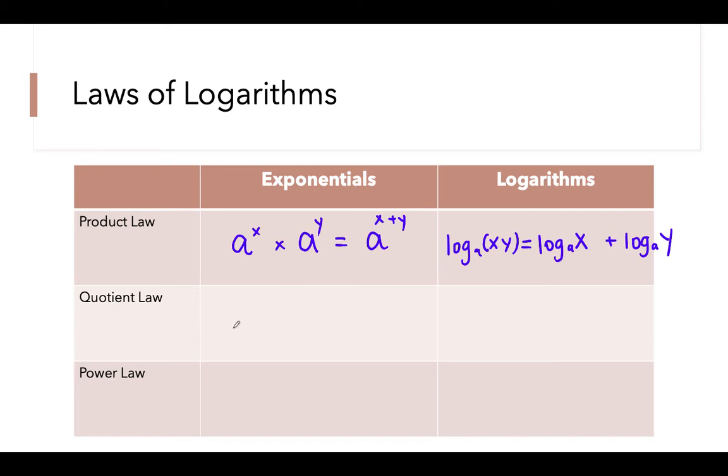For the quotient law, we understand that if you have the same base, a to the x divided by a to the y, you are going to subtract the exponents, x minus y. Same idea: you have log of x divided by y, and you could separate it like this.